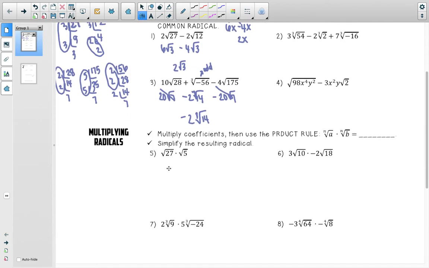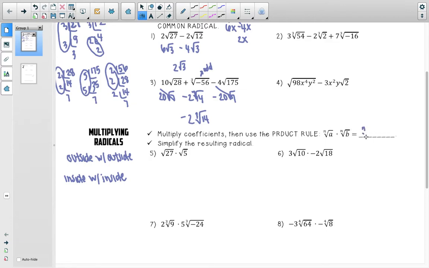All right, now multiplying is really easy. I always say outside with outside and inside with inside. And that sounds really goofy, but if you follow it, it actually makes perfect sense. And what I'm saying is the outside multiplies with the outside values, and the inside of the radical multiplies with the inside. The rule states that you're allowed to do that.